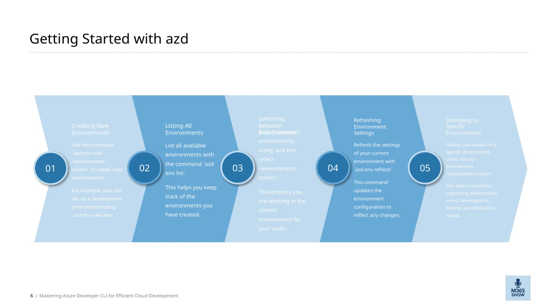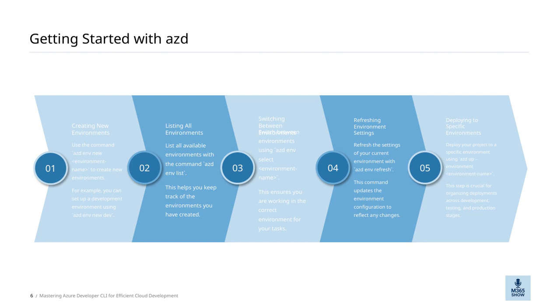Next, once you've created some environments, it's helpful to see what's available. You can list all your environments simply by running asd env list. This way, you always know what environments you've set up and can manage them accordingly. Switching between environments is just as simple. You use asd env select and specify the environment name. This ensures you're working in the right context, whether you're developing, testing, or deploying.